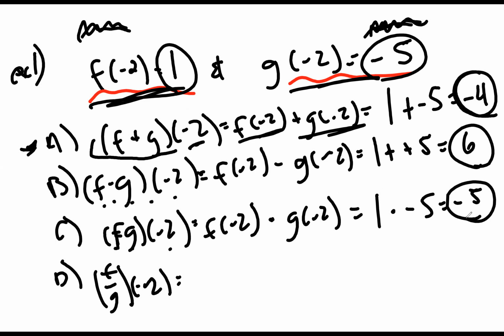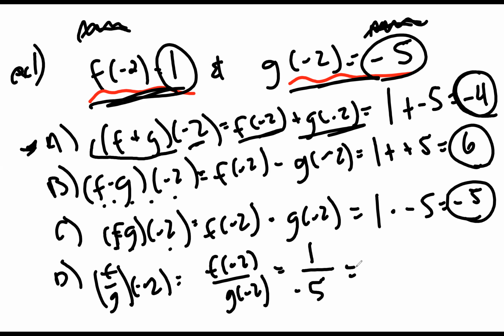-5. Done. Perfect. And then the last one, letter D, wants me to divide. And so what this means is f of -2 over g of -2. Well, again, I know my f of -2 value is 1. I know my g of -2 value is -5. And so when I simplify this completely, my answer is -1/5. And I'm completely done with this problem.